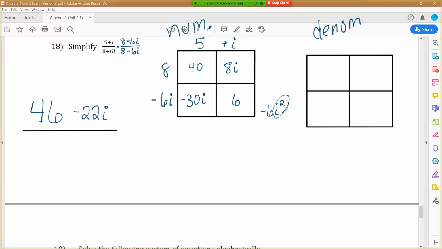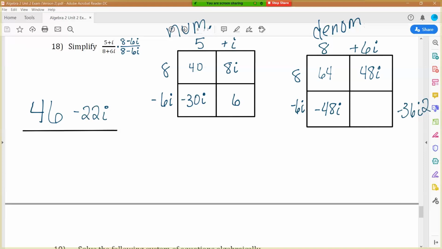Then I'm going to multiply my denominator just like we did the numerator, except this is my 8 plus 6i and my 8 minus 6i. Again, multiply your corresponding boxes. 8 times 8 is 64. 6i times 8 is 48i. Negative 6i times 8 is negative 48i. And then 6i times negative 6i is negative 36i squared.